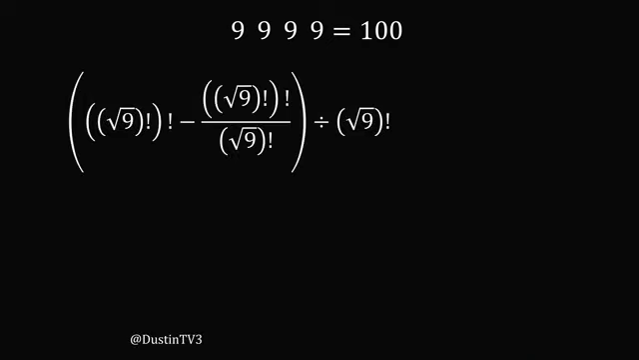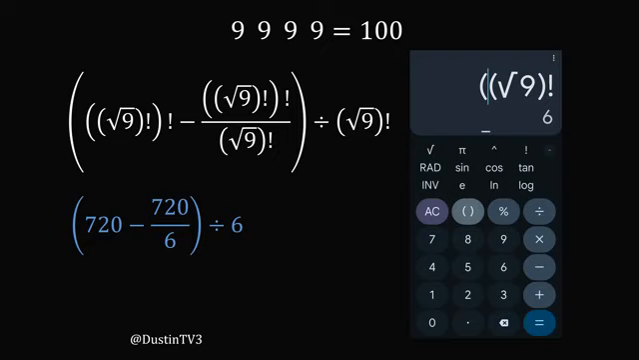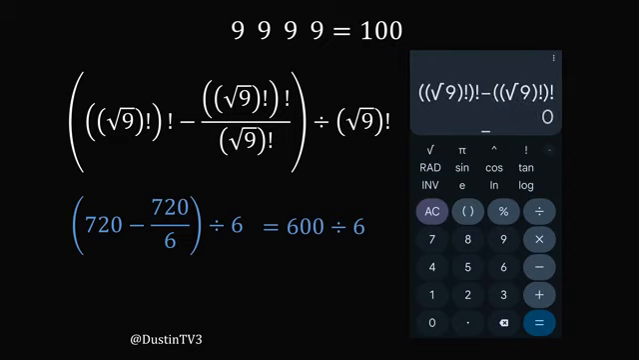So now here is another solution. I'm just going to say the first thing will be 720, and then we want to subtract 720 divided by 3 factorial, that'll be equal to 6, and then we divide this by 6. So this will all work out to be 720 minus 720 over 6. We divide that by 6. This works out to be 600 divided by 6, which is, of course, equal to 100.